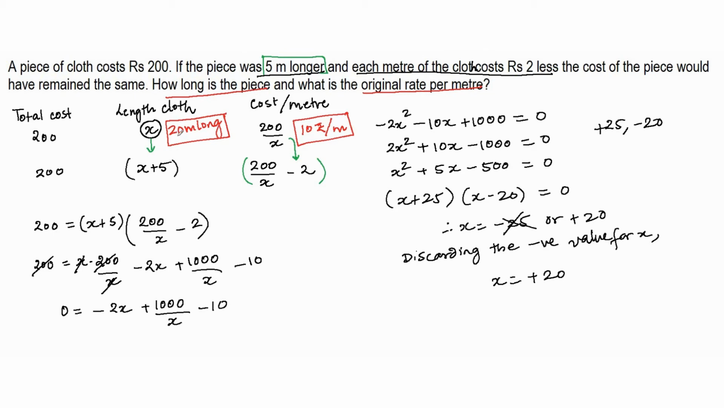Let's do a quick check. 20 meters cloth at rupees 10 per meter will require 200 rupees, that is right. And if the length was 5 meters more, that is 25 meters, and if the cost is 10 minus 2, that is 8 rupees, then 25 eights is also going to be 200. So the given answer definitely matches all our conditions, and hence our solution is absolutely right.